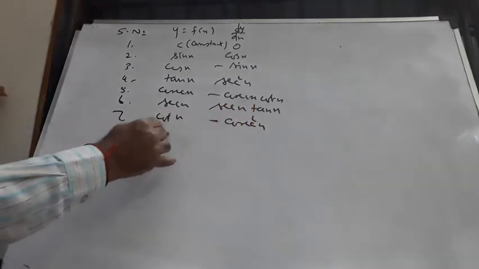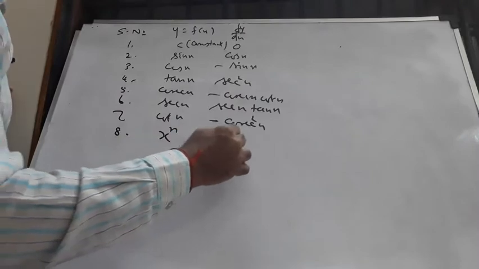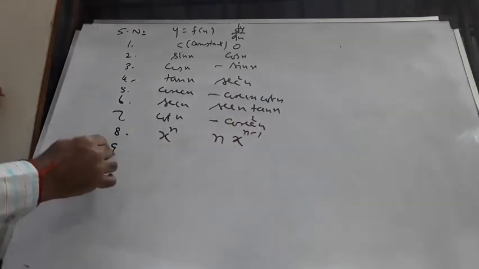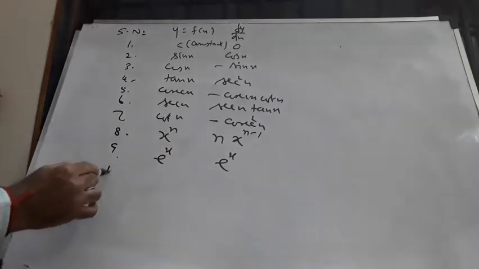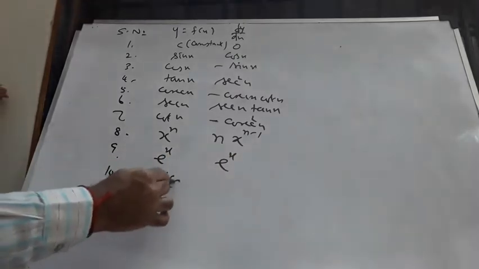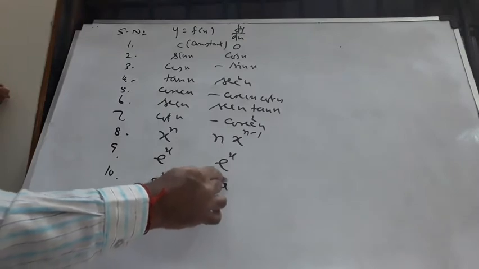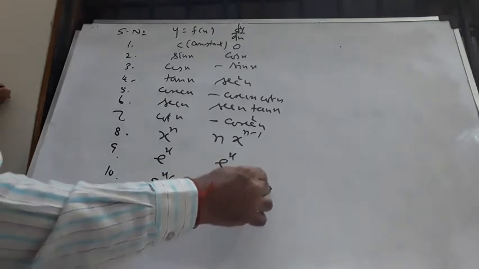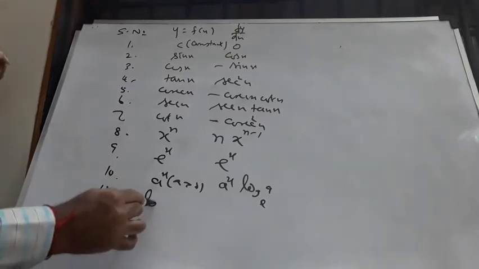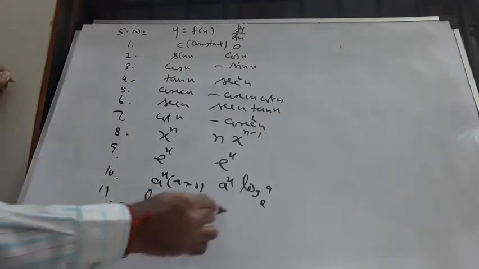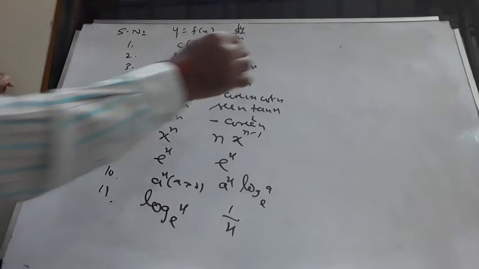Then it is x power n, this is n x power n minus 1. Then next one you have e power x, it is e power x. Then a power x, a greater than 0, it is a power x into log a to the base e. Then next one you have log x to the base e, answer is 1 by x.